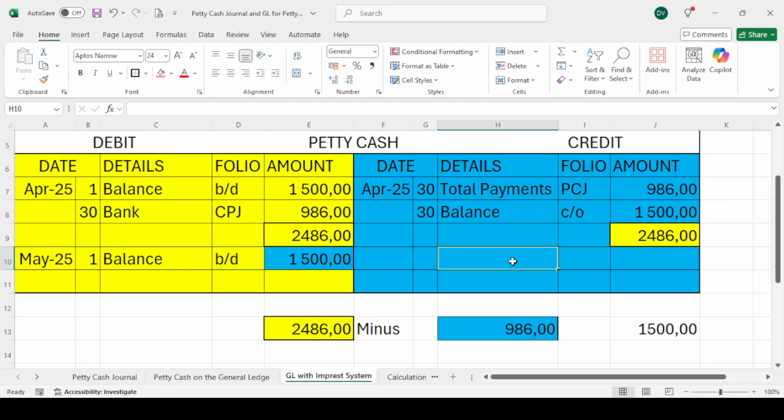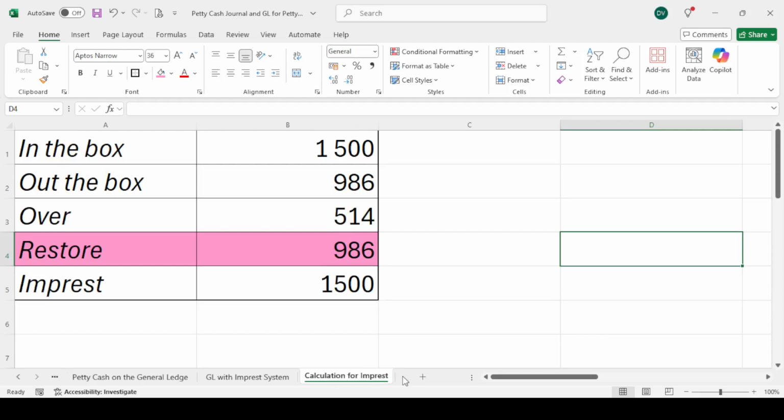I want to show you a little trick. Okay, I've pre-typed it. It's the same amounts, okay?